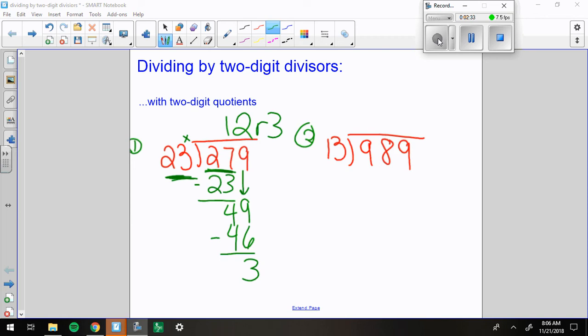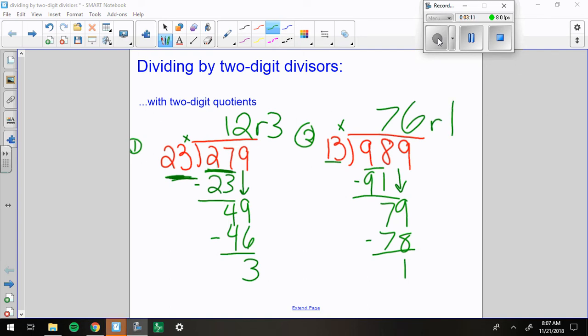I'm going to take my whole divisor, 13, and ask myself, hey, does this divisor, 13, go into 9? No, it doesn't. Does 13 go into 98, though? Yes. It goes in 7 times. Now my steps are the same. 7 times 13 is actually 91. 98 minus 91 is 7. Bring down my 9. 13 goes into 79. You betcha, 6 times. 6 times 13 is actually 78. 79 minus 78 is 1. That 1, you guessed it, folks, is my remainder.